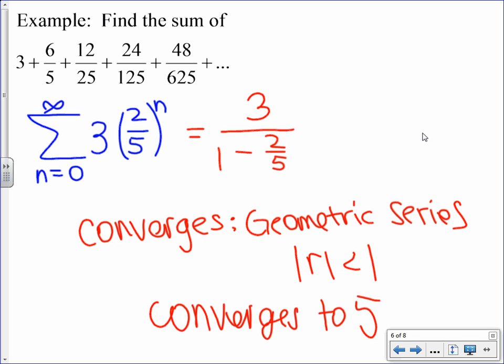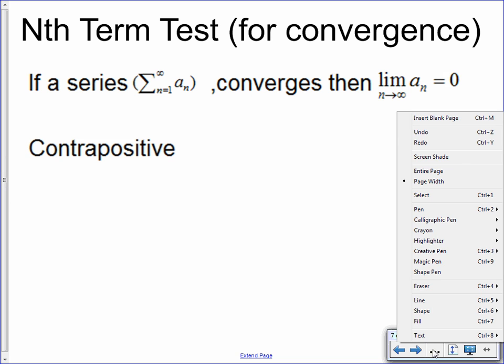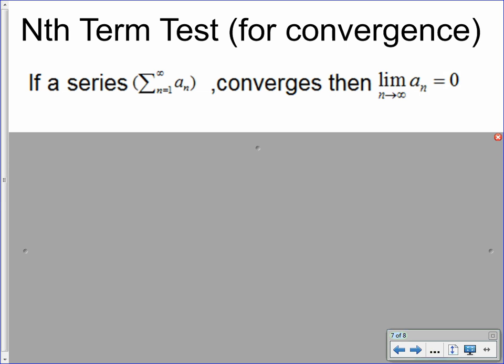All right. Another test. This is the last test for today. The nth term test. If a series converges, then the limit is 0. If it converges, then the limit is 0.